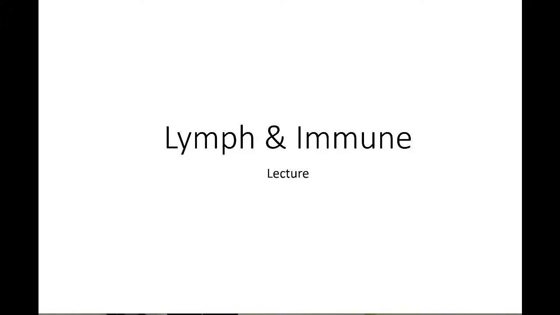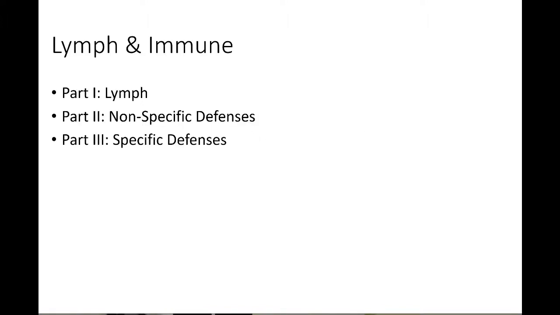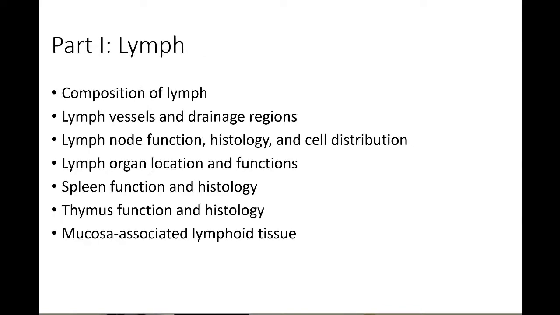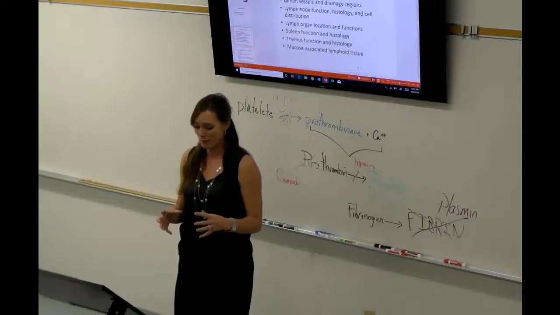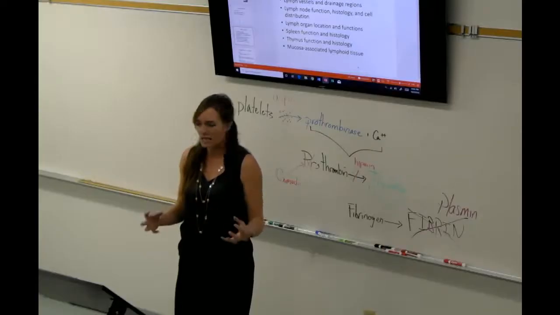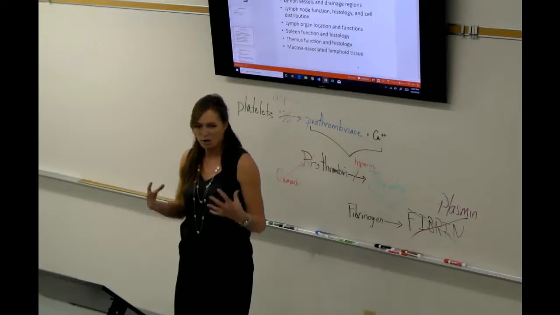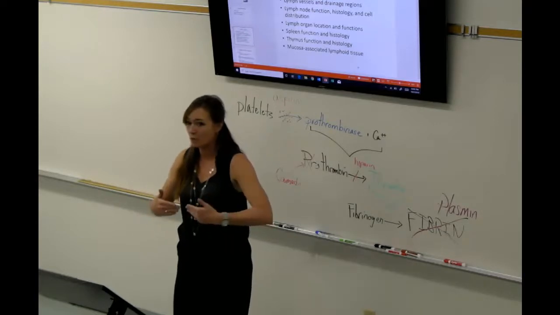Lymph. What is lymph composed of? What is it similar to? It's very similar to plasma, so it doesn't have the big red blood cells from the blood. It doesn't have big things like albumin or the big chunky things, because those stayed in the blood.